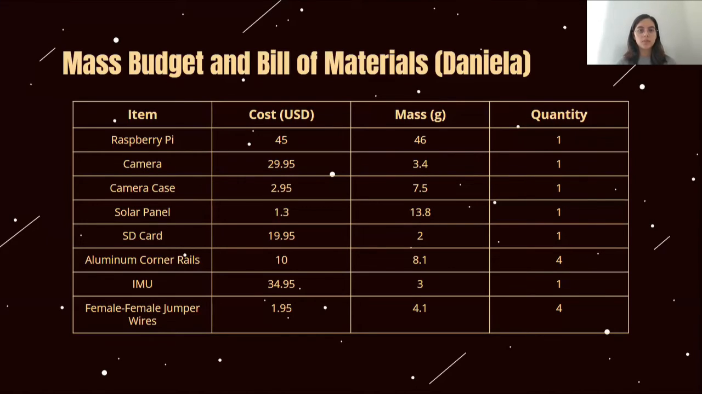So next up is our mass budget and bill of materials. Basically, it's just a list of all of the items that are going into our CubeSat, the cost or estimated cost, the mass, and the quantity. Some examples of the things we have on here are the Raspberry Pi, which costs $45 and weighs 46 grams, the camera, which costs $29.95 and weighs 3.4 grams, and the SD card, which costs $19.95 and weighs around 2 grams.